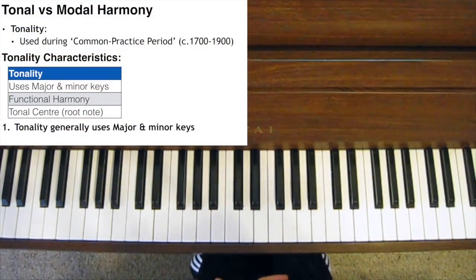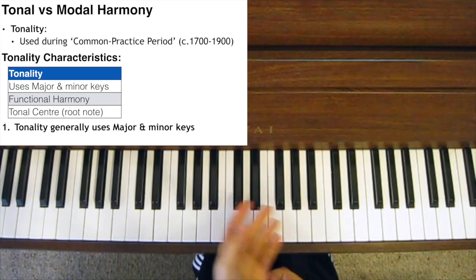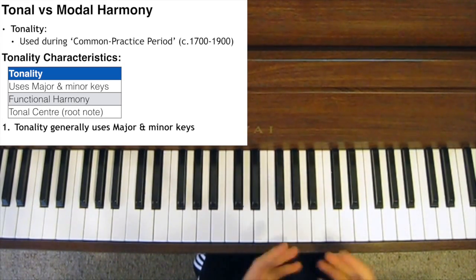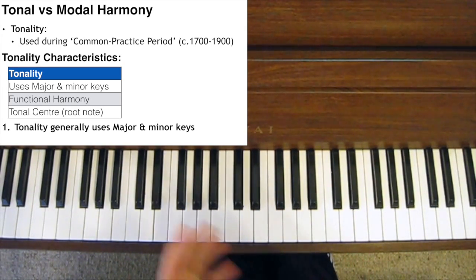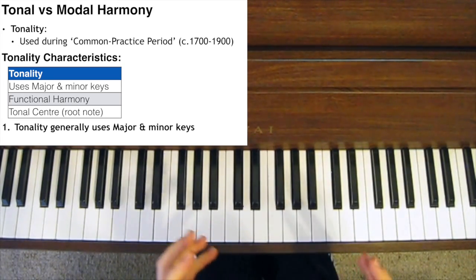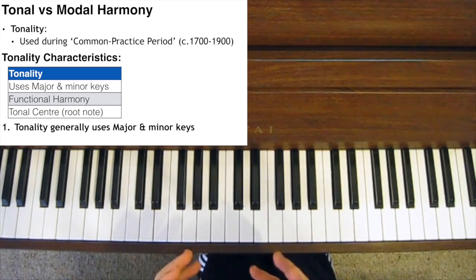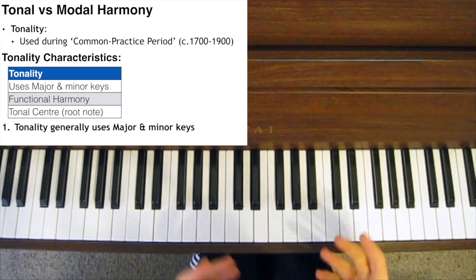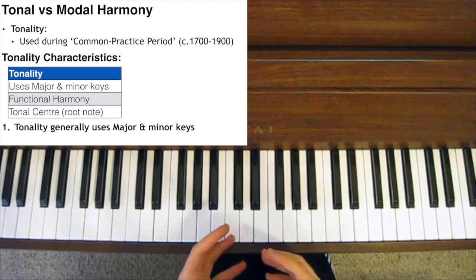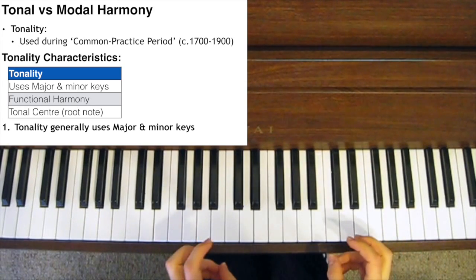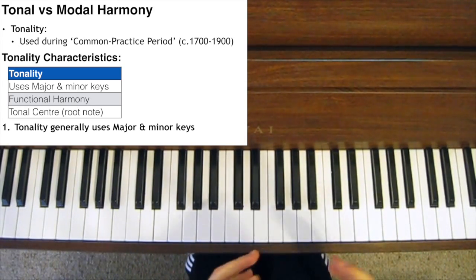Now, tonality is a system of harmony created and used in the Common Practice period, that is, in the Baroque, classical and Romantic eras of classical music, so from about 1700 to 1900. And tonal harmony is the sort of standard music theory that you learn through your classical music studies. And in fact, most of my videos presuppose or function within a tonal harmony framework.